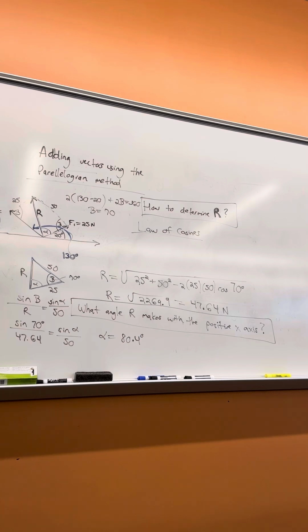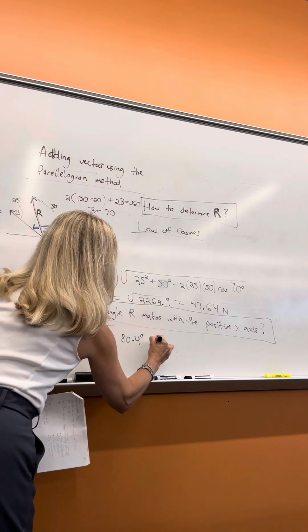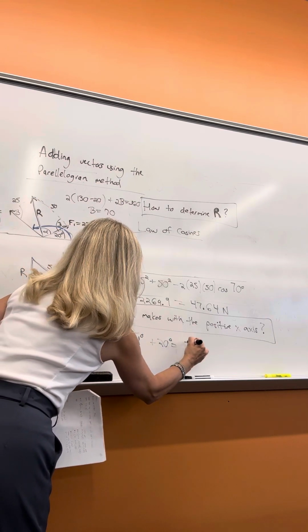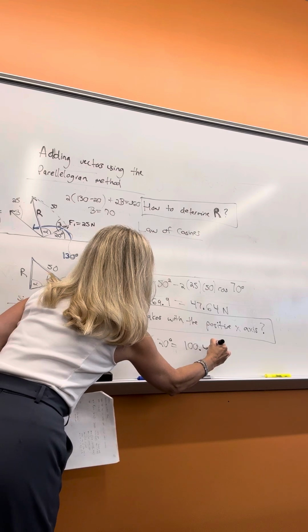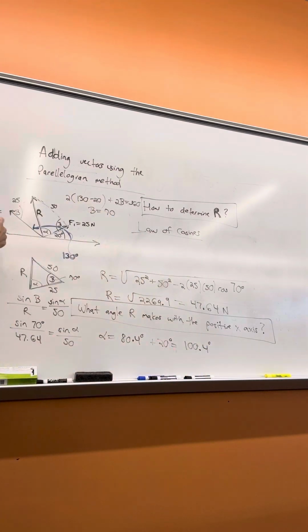Did we answer the question? No. Okay, why not? Because that's not from the x-axis. So what would you have to do? Add 20 degrees. Add 20 degrees, and we get 100.4 degrees. That is the angle that the resultant is making with the positive x-axis.